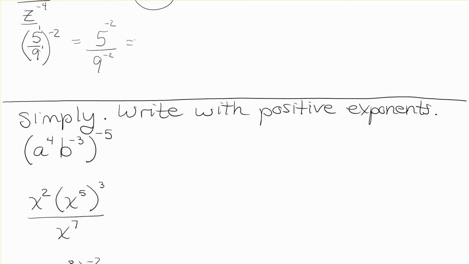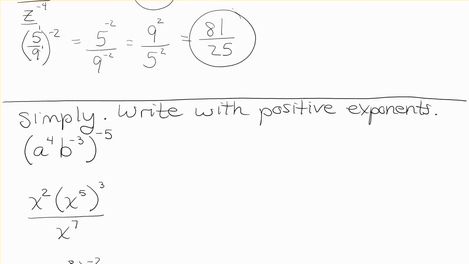Okay, now we need to apply our negative exponent rule. We're going to move our 9 to our numerator, give it a positive exponent. Move our 5 into the denominator, give it a positive exponent. And then we can simplify that. 9 squared is 81, 5 squared is 25, and that's our final answer.